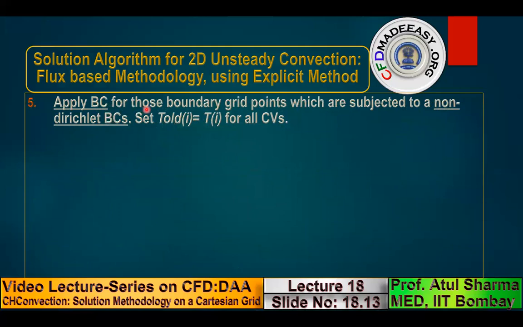After this, you apply boundary conditions for those boundary grid points which are subjected to non-Dirichlet boundary conditions. I have mentioned in my earlier lecture that for the implementation of boundary conditions, we have two different steps in the solution algorithm, where this non-Dirichlet boundary condition is within the loop for the time. And before we go for the next time step computation, we store the value of the present time step into another matrix. So we set T old equals T. This will be T old i,j equals this T i,j for all the control volumes.